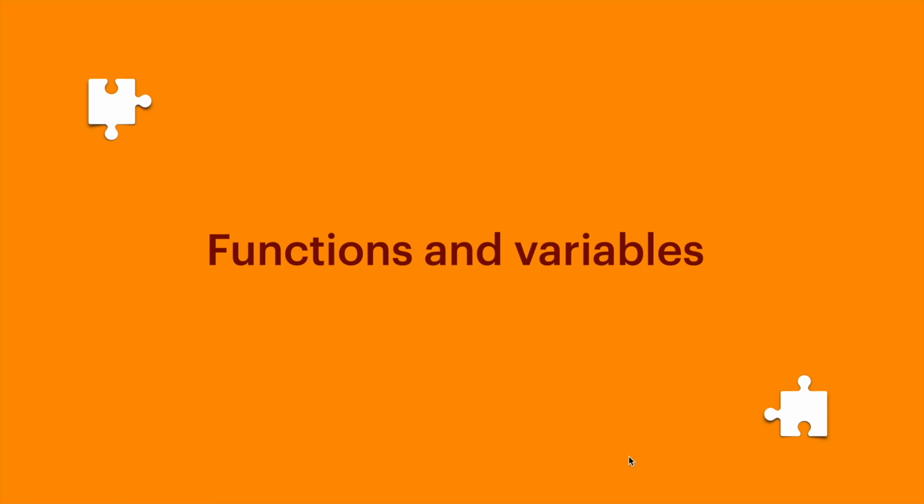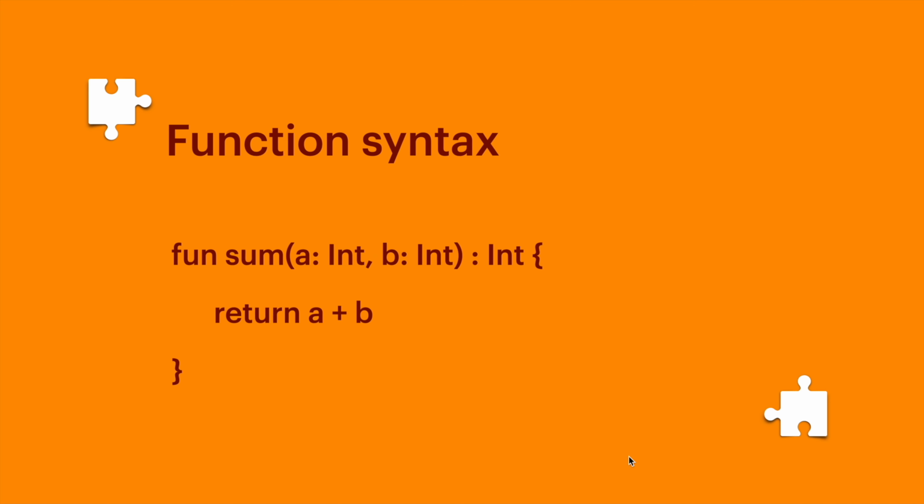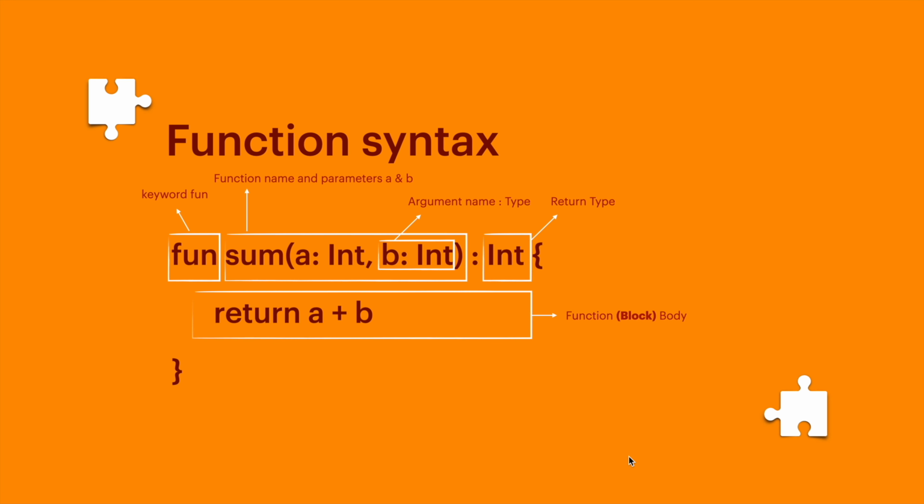Hello. In this session, we will explore a bit about Kotlin functions and variables. Here is a very basic Kotlin function. It accepts two numbers and returns the sum of them. Let's know more about different parts of the function syntax.